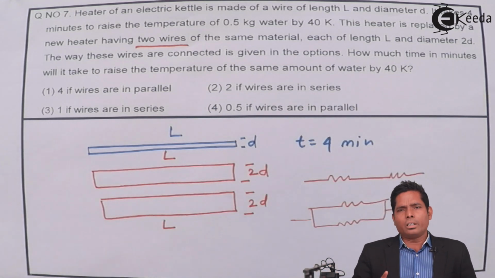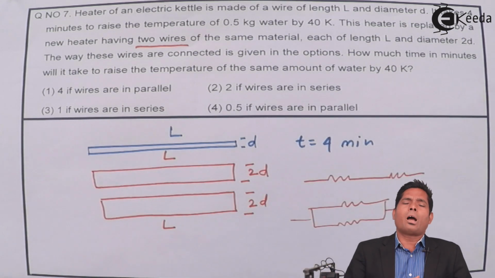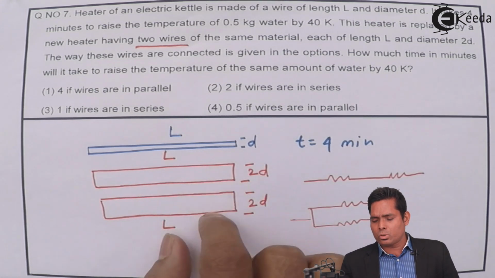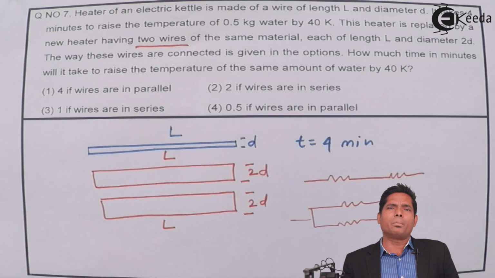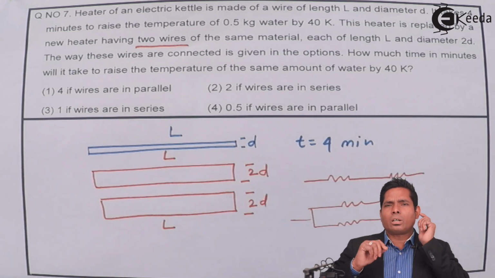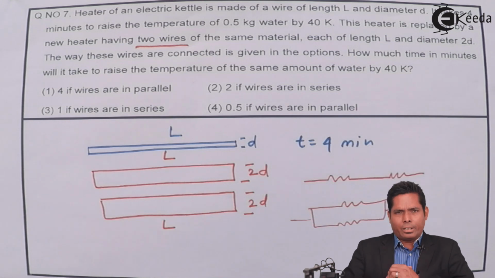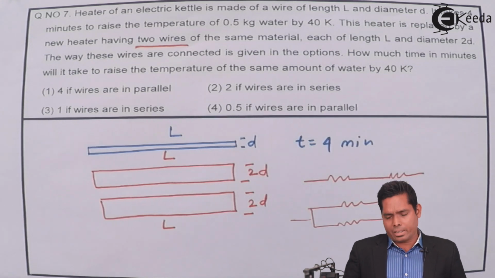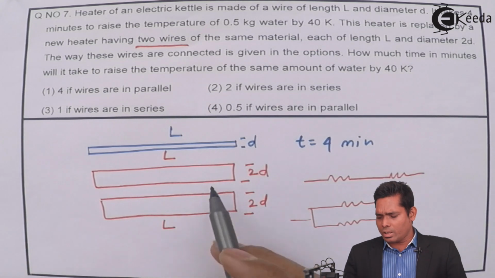That means earlier, whatever time it was taking, that was 4 minutes for half kg of water to raise its temperature by 40 Kelvin. In this arrangement, if these two are in series, how much time will it take? And if they are connected in parallel, how much time will it take to increase the temperature of the half kg of water by 40 Kelvin? That we will find out and see which of these options is or are correct. So what will be the change in these arrangements?